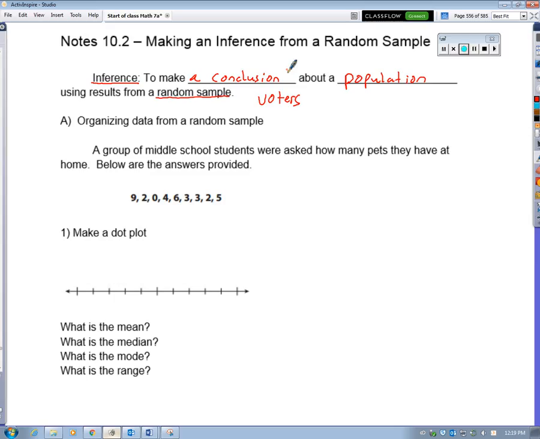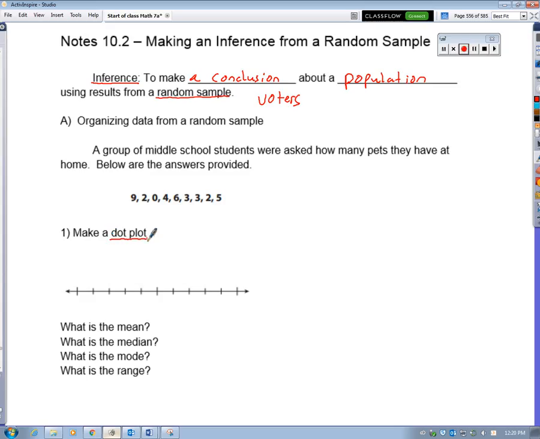Alright, so first we're going to look at organizing data from a random sample. So here's a random sample we have here, a group of middle school students. Oh, how about that? You guys are middle school students too. We're asked how many pets they have at home. Below are the answers they provided. Okay, so this many people were asked how many pets they had at home, and here's the numbers they came up with. Alright, the first type of thing that we're going to make is a dot plot.